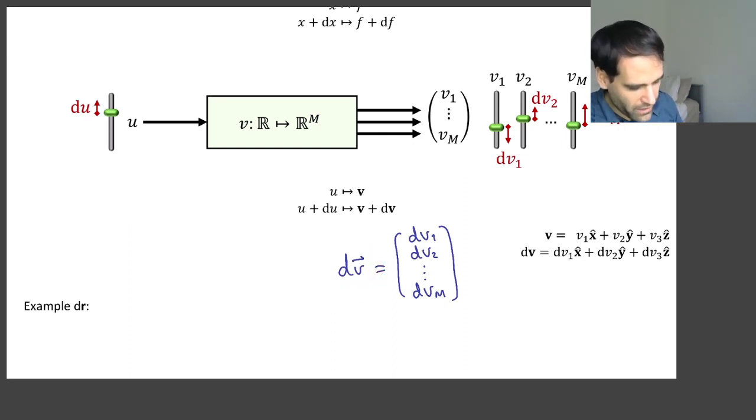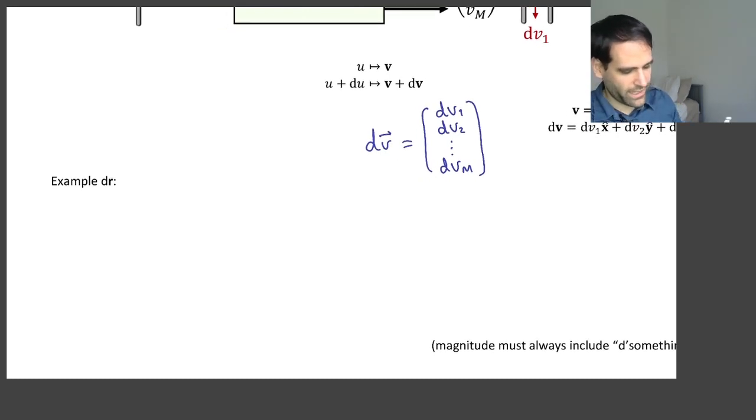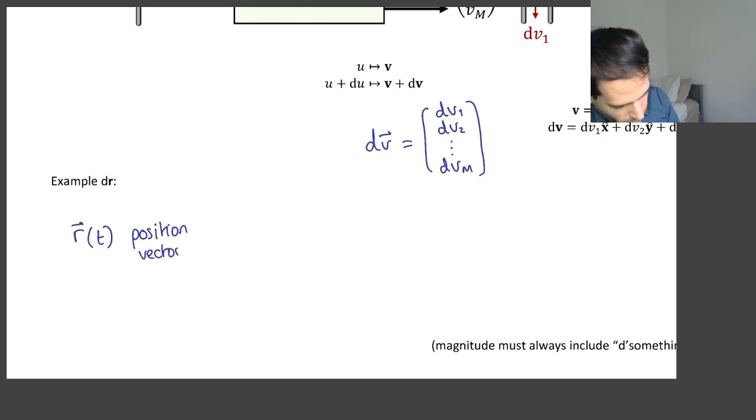Okay, and it only works in the limit when du goes to 0. Okay, so these values are all in the limit going to 0, but nevertheless it's very useful to work with dv's. Okay, for example, imagine the example I gave you earlier of the position vector r changing as a function of t. Okay, so this is a position vector. So what would dr be equal to?